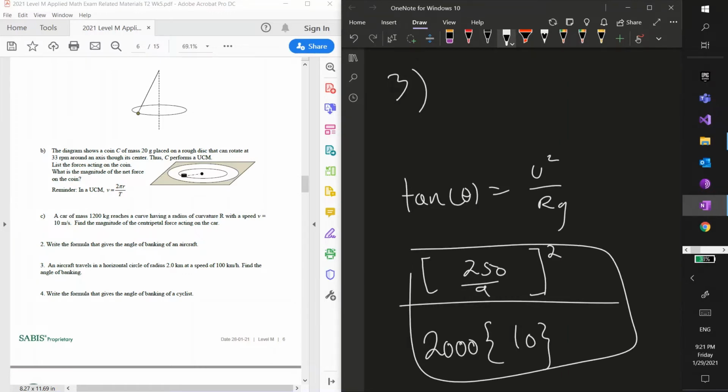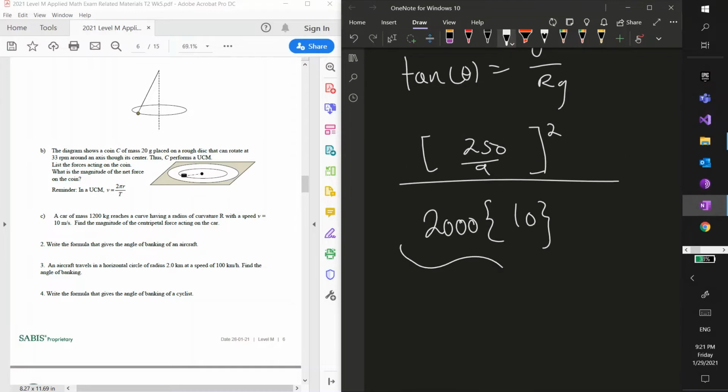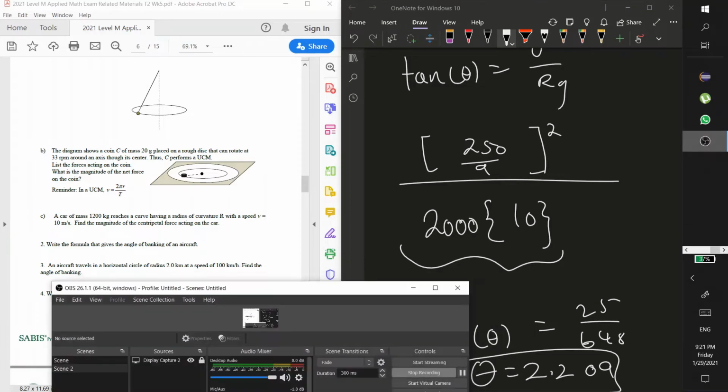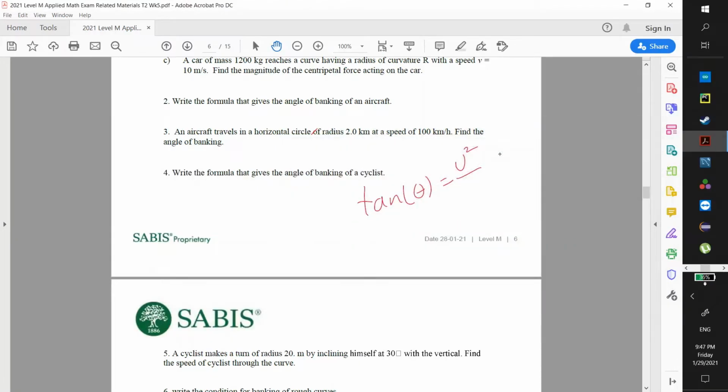And this entire thing is equivalent to tan theta. So if we were to solve this, you get tan theta is equivalent to 25 over 648. Do the arctangent and we'll get the answer. So theta is equivalent to 2.209 degrees. Okay. Question number 4. The equation is tan theta is equal to v squared over rg, where theta is the angle with the vertical. Theta is with the vertical.